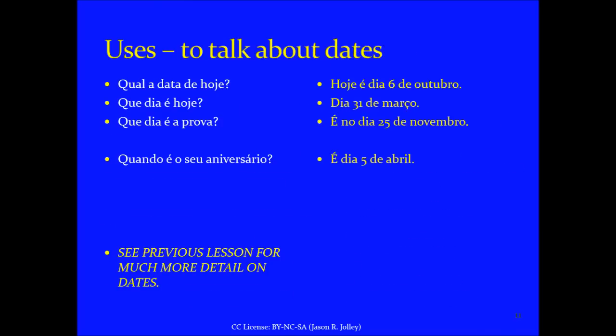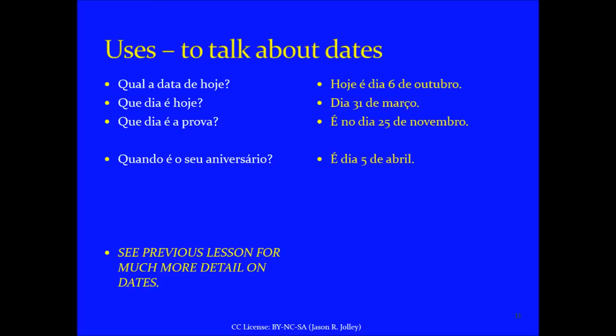Another really common use of numbers, at least the numbers 1 through 31, is to talk about dates or birthdays. And the note on this slide says to see the previous lesson, that would be lesson number 5, because that lesson deals in a lot more detail with this topic, talking about dates. But just as a reminder, we would ask something like, qual a data de hoje? Or, que dia é hoje? Hoje é dia, and then the number. Hoje é dia 6 de outubro. Que dia é hoje? Dia 31 de março.